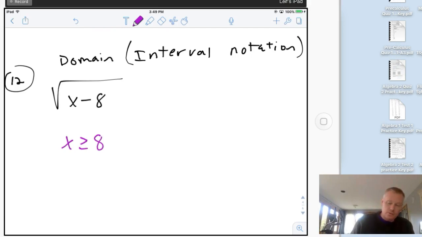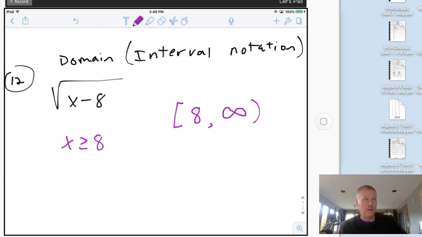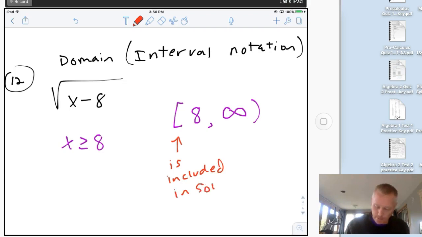Now, if I was going to write this in interval notation, what I would do is the 8 is included, so I'm going to put a bracket there, and it goes all the way to infinity, and infinity is a kind of sideways 8 there. Infinity is actually not included because infinity keeps going and going and going, so you never actually get there is the idea, so it's not included. Let me put just this right here. That one is included in solution set. And if it's that kind of bracket, it's not included.